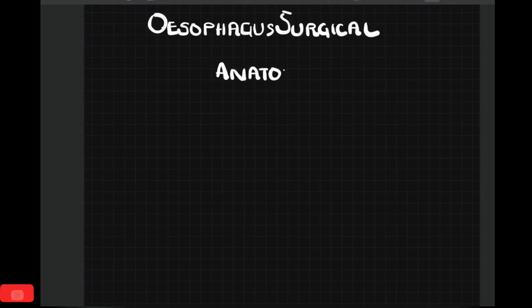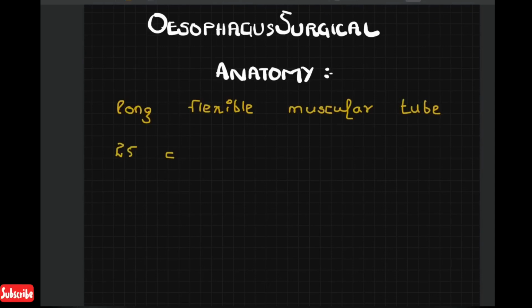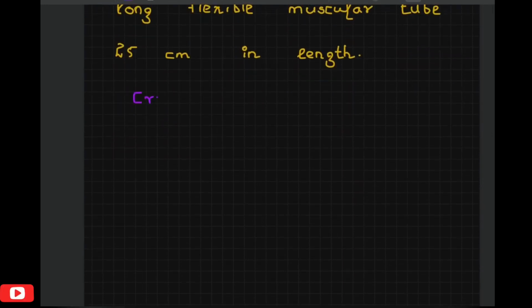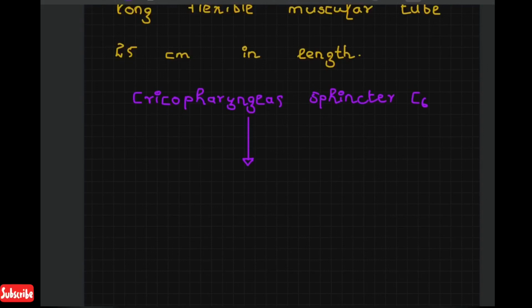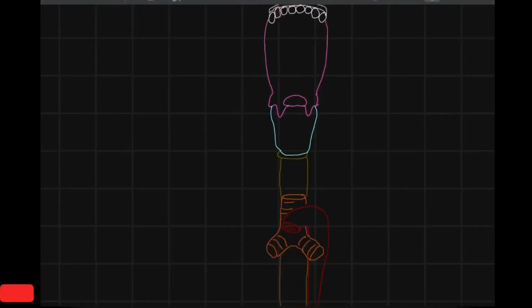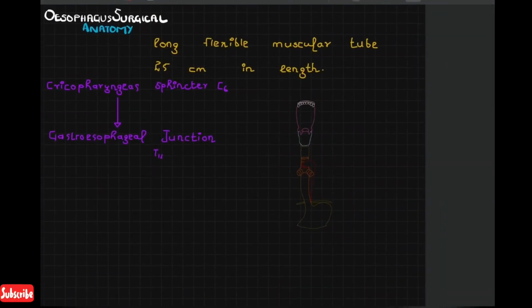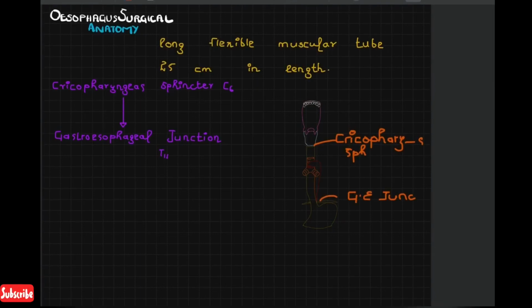In this video, we will be talking about the esophagus and its surgical anatomy. The esophagus is a long, flexible, muscular tube, 25 cm in length. It extends from the cricopharyngeal sphincter, or the cricoid cartilage, at the level of C6 to the gastroesophageal junction, which is at the level of T11. The extent of the esophagus is shown in this simple diagram from the cricopharyngeal sphincter or the cricoid cartilage to the GE junction.